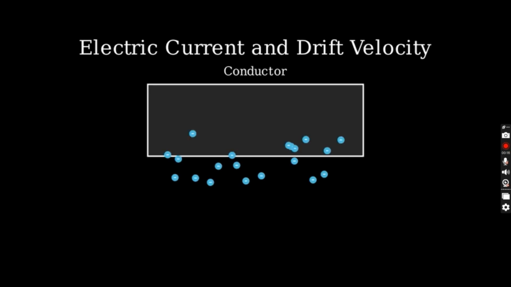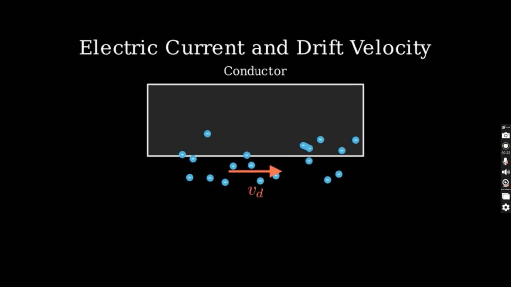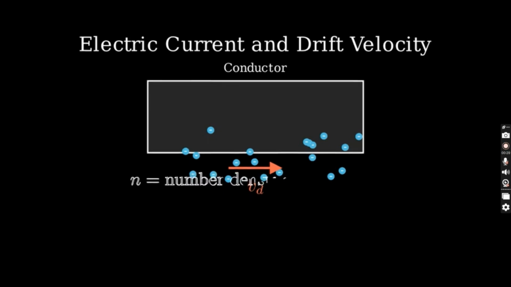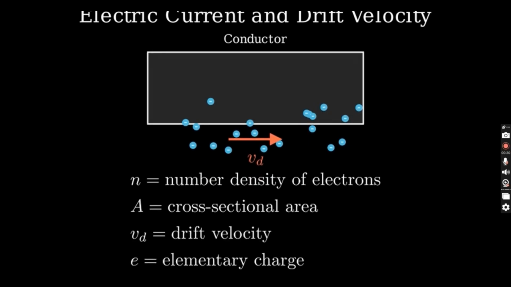Inside this conductor, we have many free electrons that can move around. When we apply an electric field, these electrons develop what we call a drift velocity in the direction opposite to the electric field. Let's define our variables. We'll use n for the number density of free electrons, A for the cross-sectional area of the conductor, v_d for the drift velocity, and e for the elementary charge of an electron.